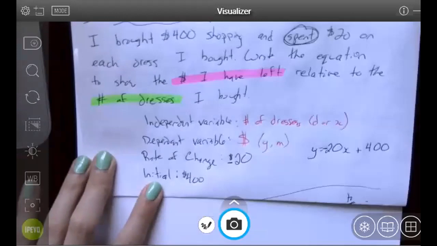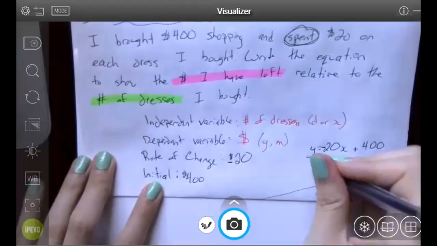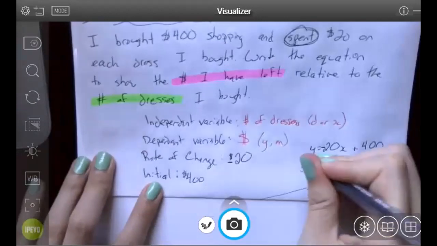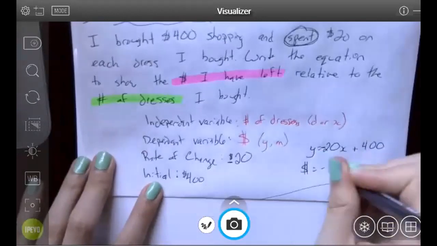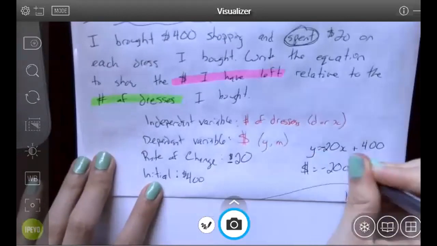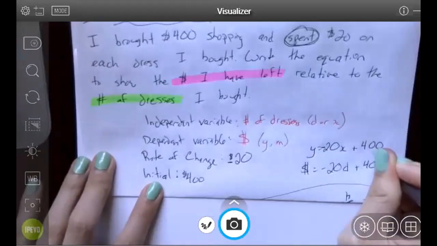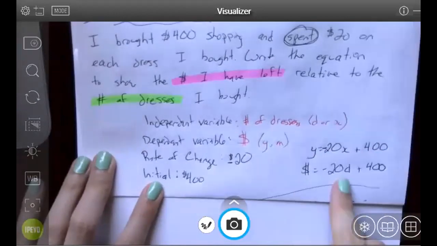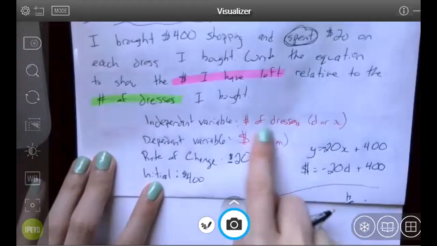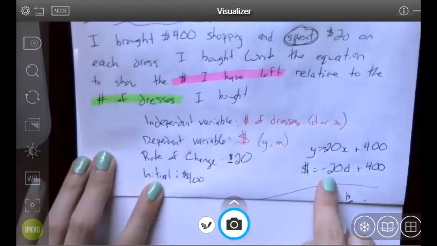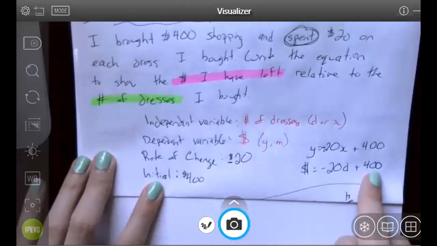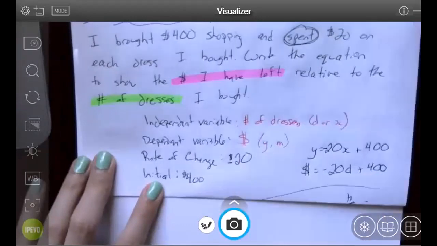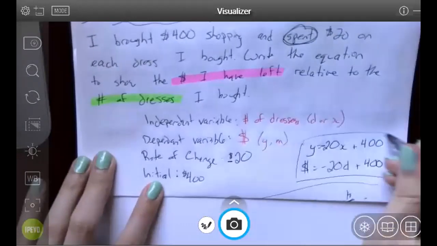So Y equals negative 20X plus 400, or you could have that the money is negative 20 times the number of dresses plus 400. It doesn't really matter what you use for the variables as long as you have identified what they mean and then have your rate of change and your initial value correct. So either of those could be a correct answer.